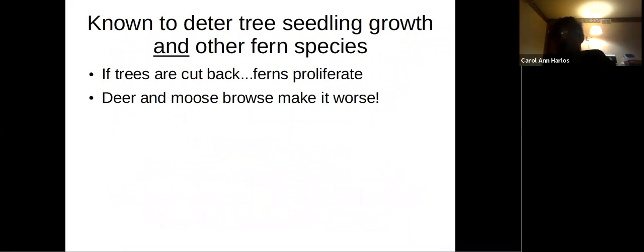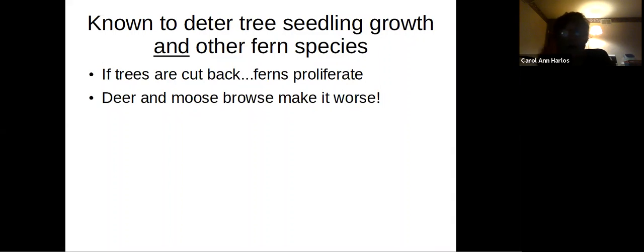Okay, and they are known to deter tree seedling growth. And if you have seen what people like to call a fern desert, a desert made out of ferns, you would appreciate that. If the trees are cut back in an area, the ferns proliferate. They say, oh, cool, this is good. Deer and moose browse make it even worse. So these are three types of ferns that take over, because one of the things they do is to produce exudates, which keep other plants from growing.